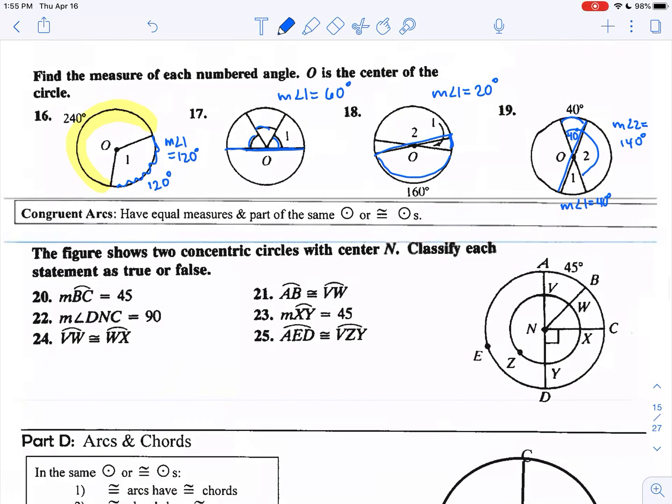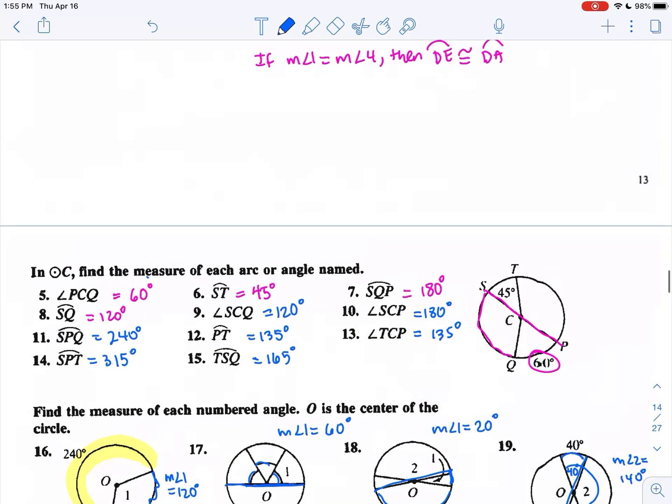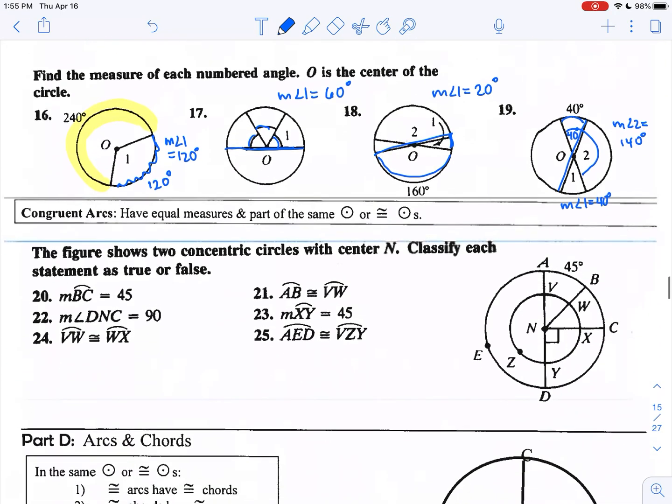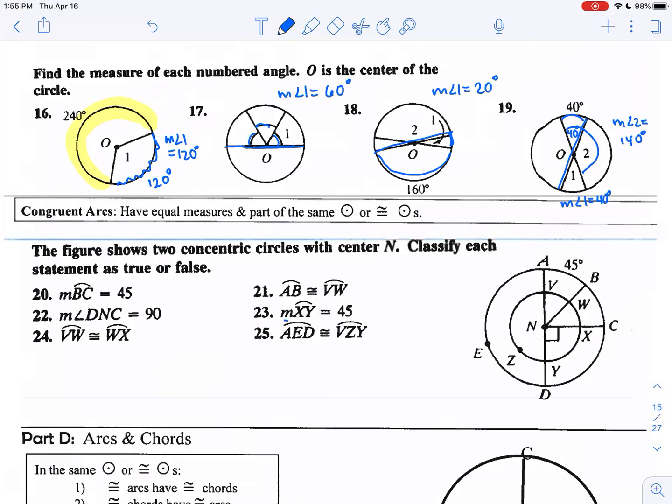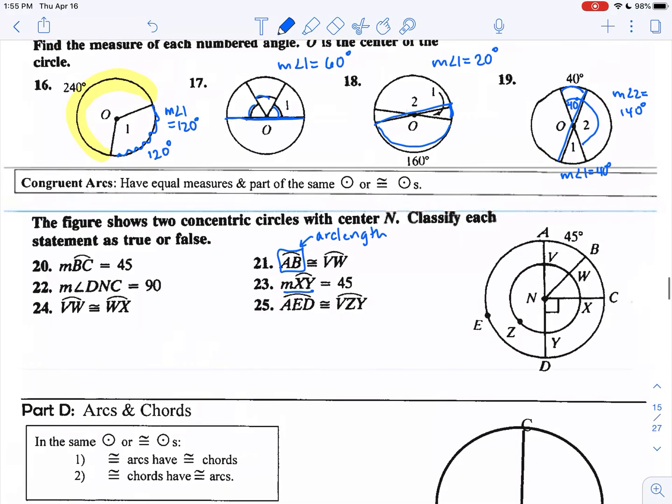Now on 20 through 25, we're going to finish up with these. You have concentric circles. The key thing is that they don't mention the word measure like they did above here. So we have to be careful. If we have an arc that says measure of that arc, then we can assume that they're talking about the angle measure. But this right here, this notation arc AB, that's the arc length. That's a portion of the circumference if you remember from the previous unit.